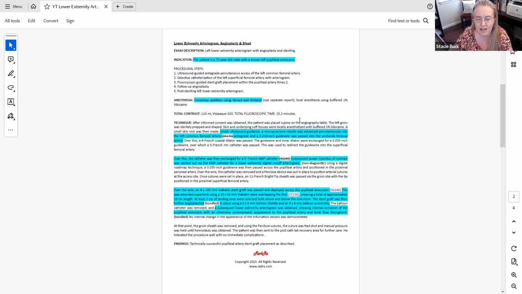So let's jump into the technique. Again, just as I will always do, I will highlight the pertinent points of the documentation so we don't have to read through every single word in the radiology report.